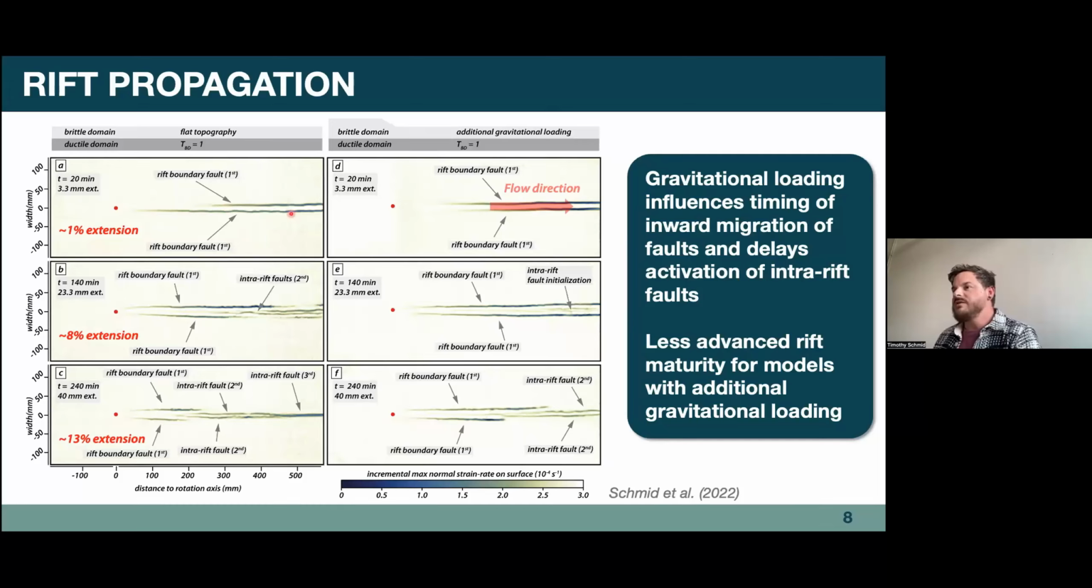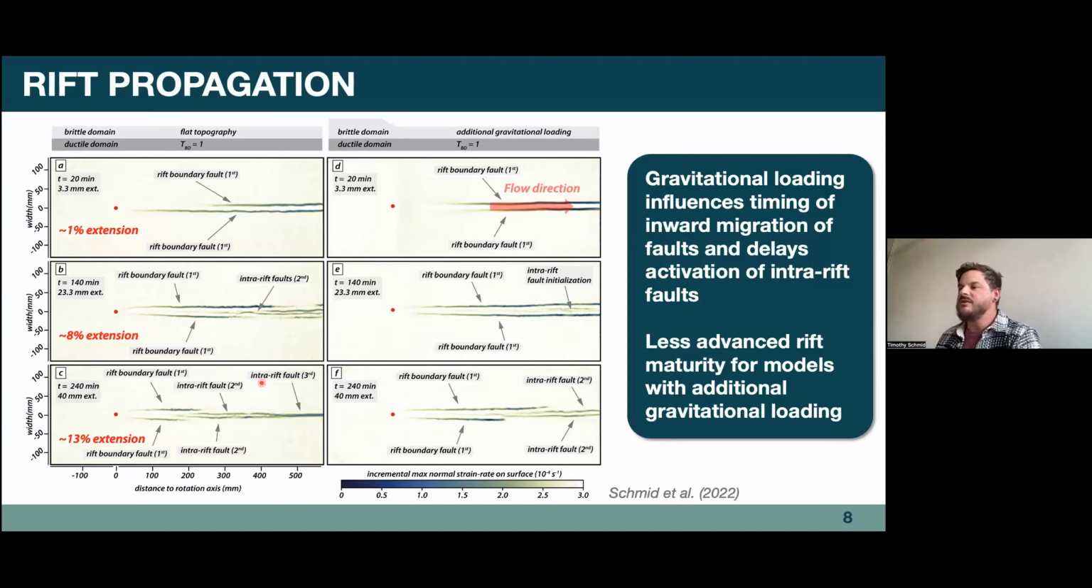So in the reference model, as expected, we see that we have activity along the rift boundary faults and they propagate towards the rotation axis. And as deformation continues, we then get this rift inward migration. We have the activity of intra-rift faults, and this coincides with the ceasing along the rift boundary faults. So here we see that while the intra-rift faults become active, the rift boundary faults lose their activity.